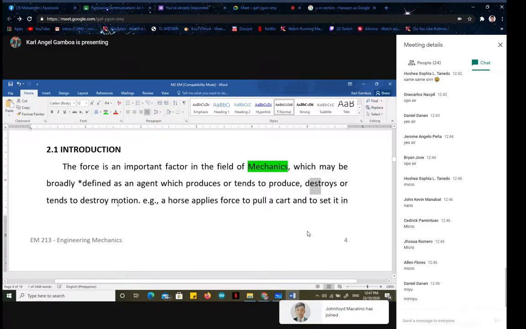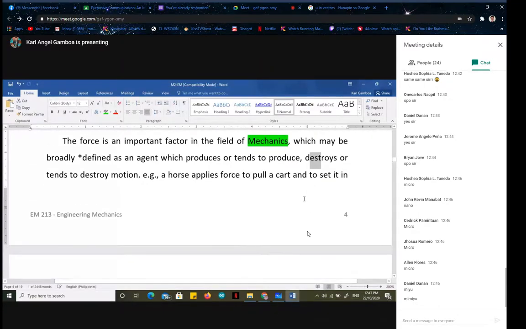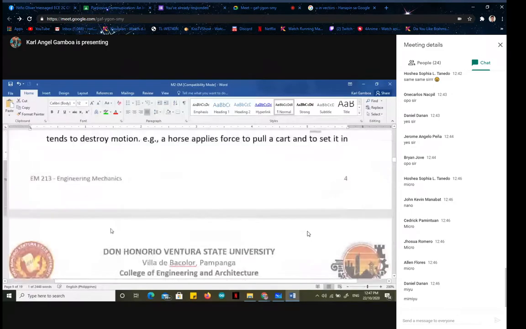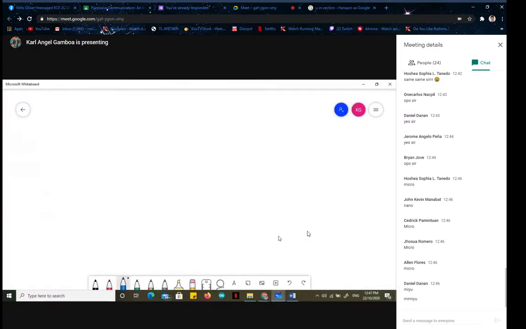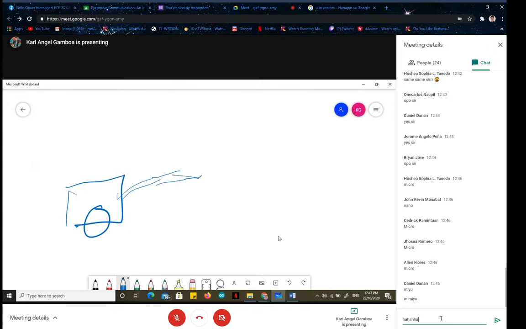For example, a force is applied to pull a cart and set it in motion. Basically, there is a horse pulling a cart. Forgive me for my drawing, guys. I'm asking for forgiveness already. For example, we have a cart. It has wheels. It is being pulled. Oh my God, how do you draw a horse, guys?